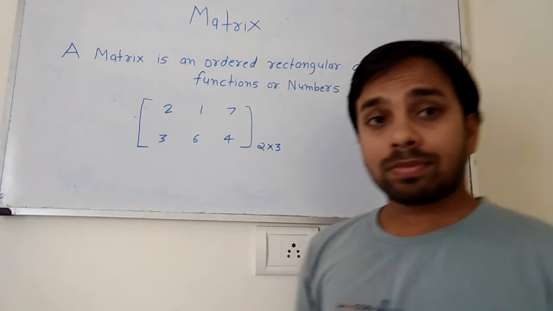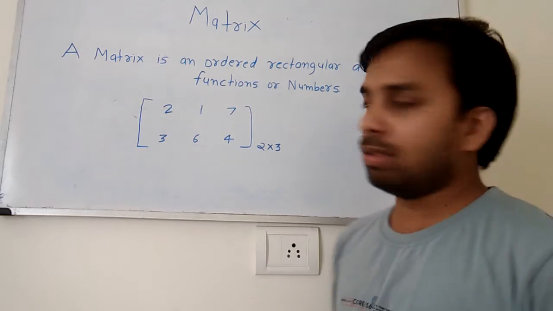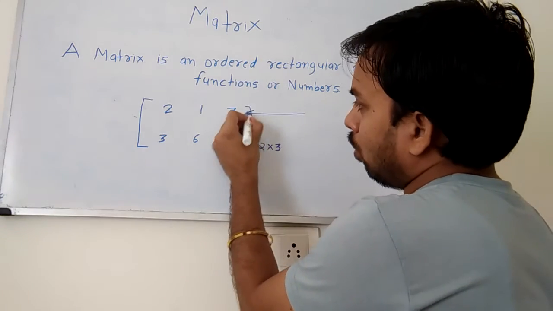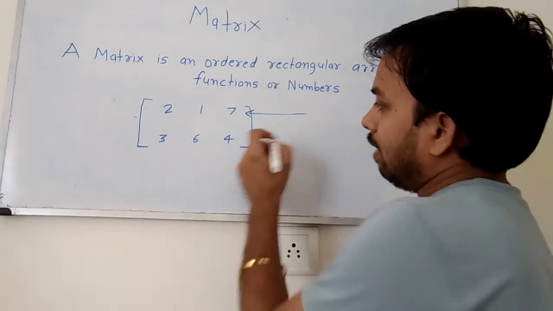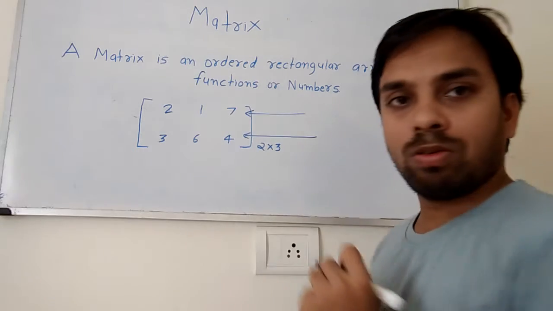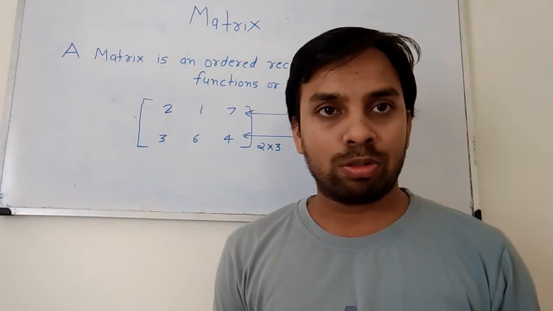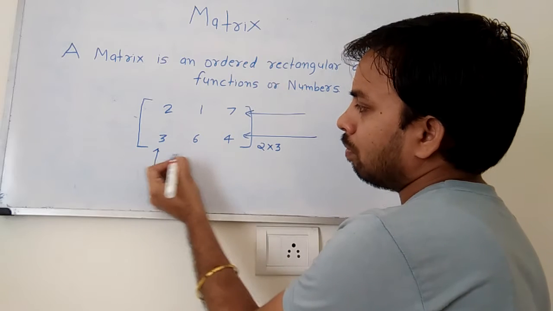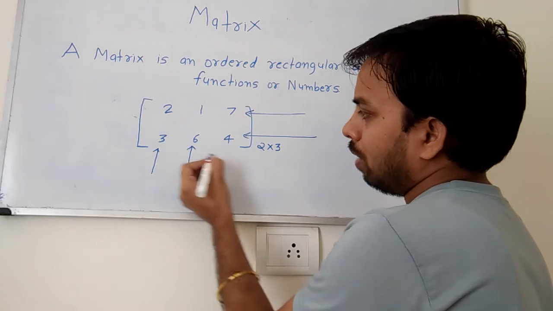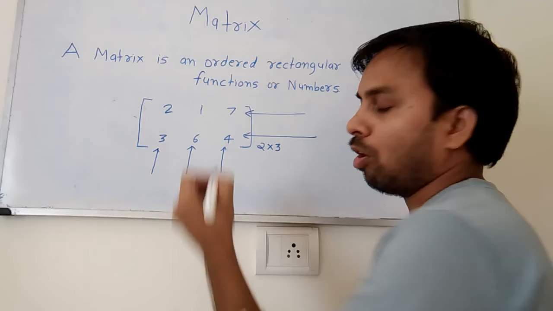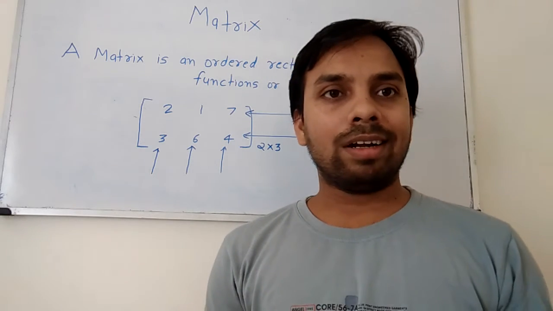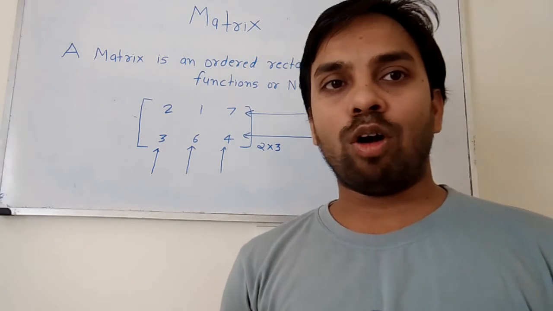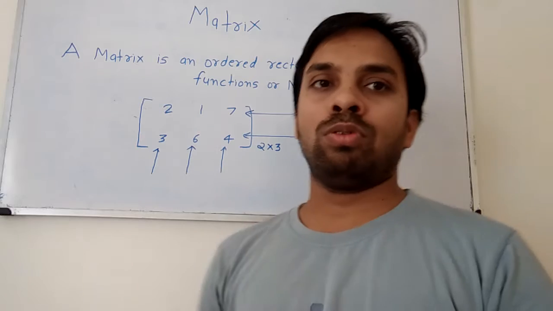You can see there are two rows. This is called a row. This is the first row and this is the second row. So there are two rows here. This is the first column, this is the second column, and this is the third column. So there are two rows and three columns in this matrix.